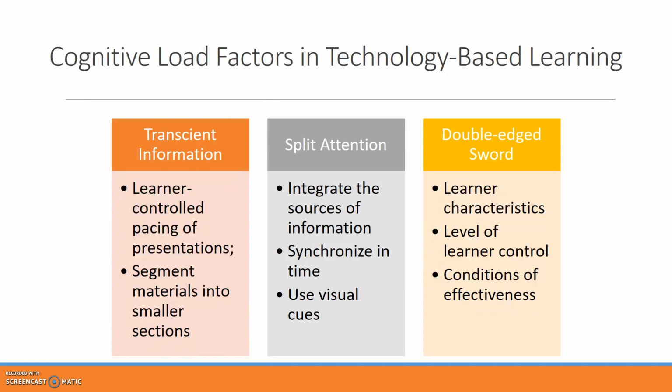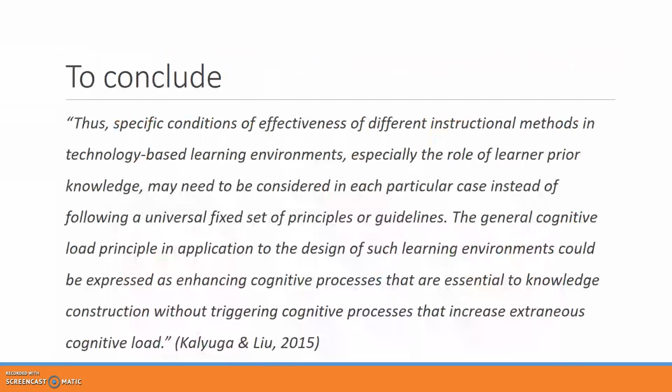For example, allowing learners make their own decision on sequencing the content and pacing the presentation could reduce the extraneous cognitive load caused by information transiency. However, such design also requires additional working memory resources. Thus, specific conditions of effectiveness of different instructional methods, especially the learner readiness and characteristics, must be considered in each particular case instead of following a universal fixed set of principles or guidelines.